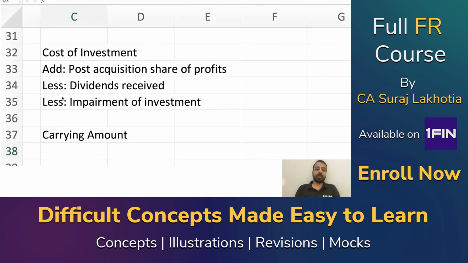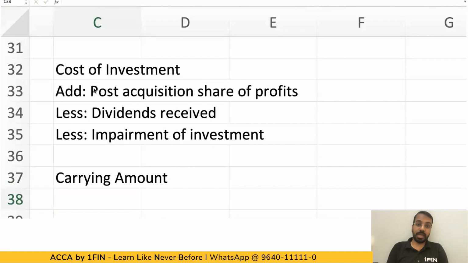When we prepare consolidated financial statements in case of subsidiary, please remember in case of an associate, we do not add revenue, assets, and all of those things. We will present a single line item called investment in associate. Original investment plus share of profit minus any dividends received, and if at all there is any impairment, that is what is considered.